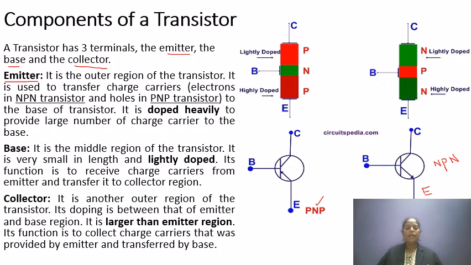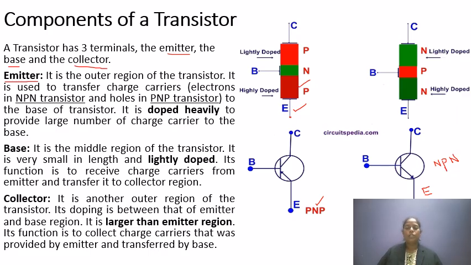It is the outer region of a transistor. See in this diagram, this portion is the emitter.